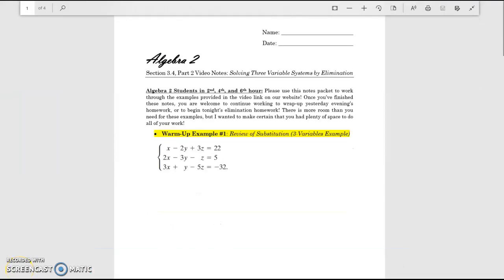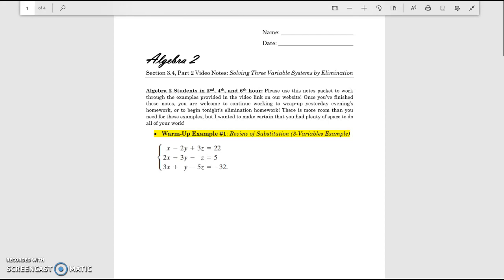Hey Algebra 2 students, this is our video for in class on Thursday. I'm out at the math day in Lincoln, and so this is going to take you through a couple of examples to continue seeing patterns that you can look for when solving three variable systems of equations.